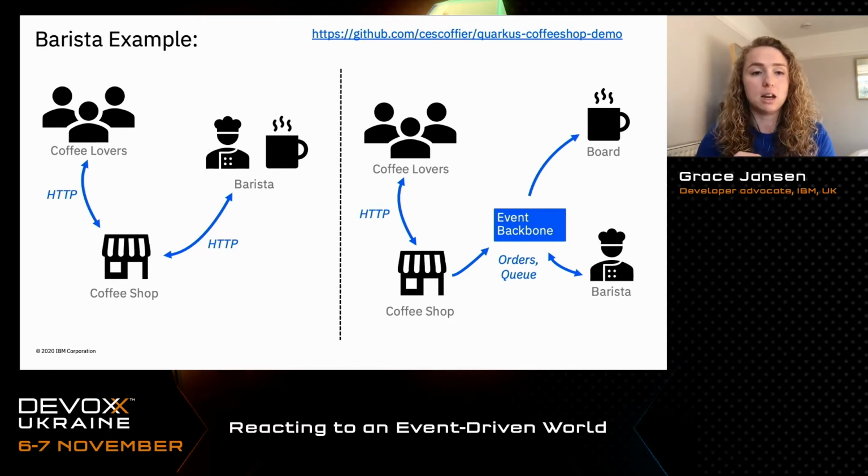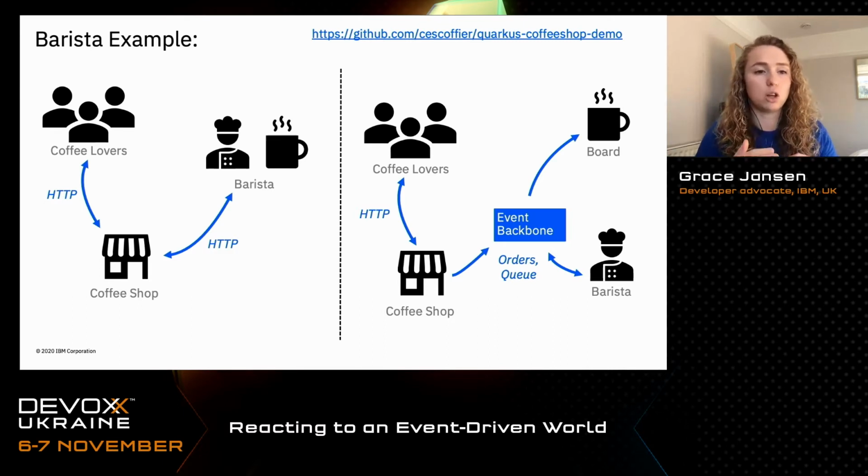So they get added to that topic or that queue. And then once they're in that event backbone, the barista can pull or consume from that backbone whenever they're ready to create the next coffee order. And once they've created that coffee order, they can then update the board. So in the original example, our coffee lovers were having to, if you can imagine, wait till each of their coffee orders was processed. So it's a fairly blocking process because the coffee lovers had to wait to get a response from the barista and had to wait to get their coffee.